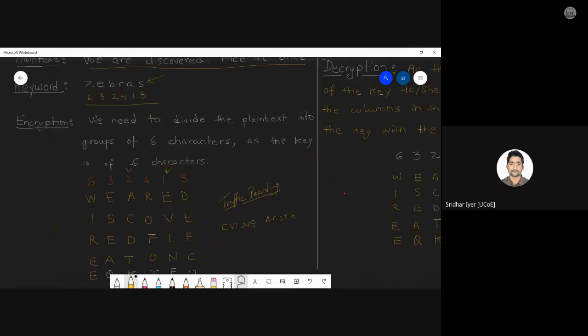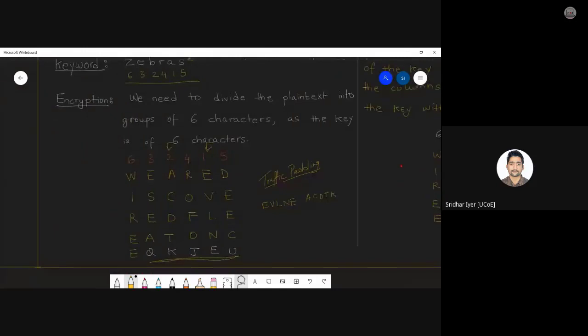Okay, once it is done, you need to start encrypting the message. For encryption, you need to start with the very first column over here. You simply need to write the keyword on top of that column, and whichever is your first column, you start with that. So it becomes E, V, L, N, E. So you have to read it column wise.